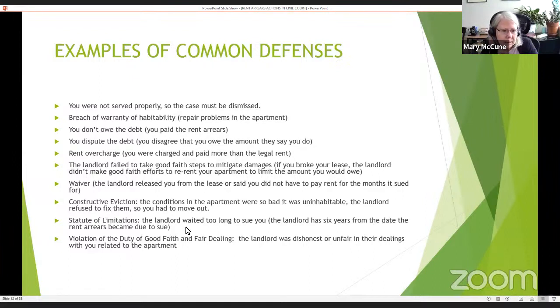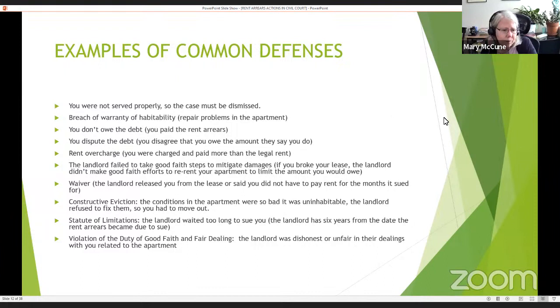Statute of limitations. This doesn't come up too often, but if the landlord has waited a really long time to sue you, they might have waited too long. So for example, the law says the landlord has 6 years from the date that the rent became due to sue if you don't pay it. So if they waited more than 6 years for the last rent that was owed, it's too late, and you can ask the court to dismiss the case.